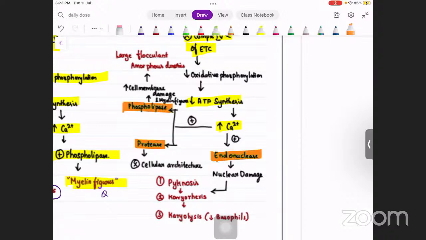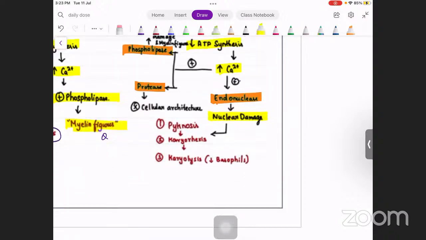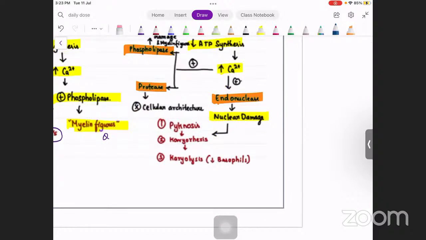So decrease in ATP production will cause an increase in calcium. Increased calcium is producing what? Three enzymes: endonuclease, protease, and phospholipase. Endonuclease could result in nuclear damage, so you may see the characteristic appearance of pyknosis, karyorrhexis, and karyolysis. Very, very important characteristic appearance. Pyknosis, karyorrhexis, and karyolysis are due to endonuclease activation.